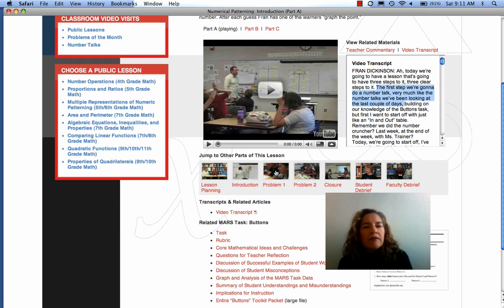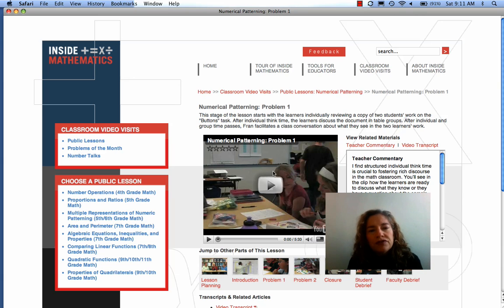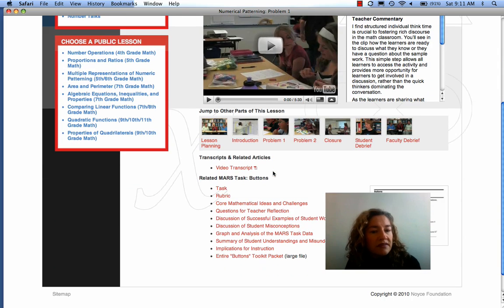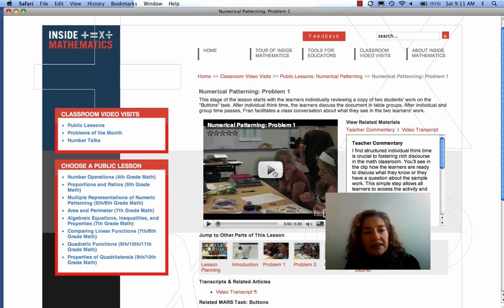This is where they're reviewing a copy of 2 students' work on the buttons task. So again, this is a way in which you could use these successful examples of student work and these student misconceptions that come with these Mars materials, so that you can have your students do this kind of thinking, or as Dickinson did, you can take a look at your students' previous work before this. But he's asking the students to reason among themselves and talk about what were these learners' strategies, and were they effective or were they not effective.